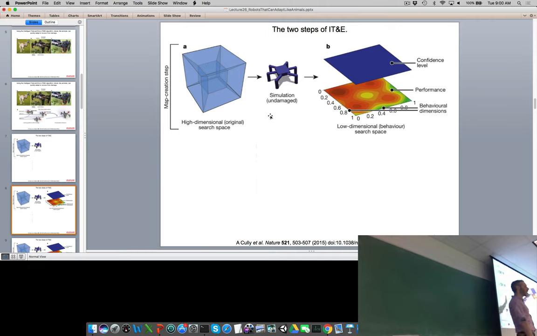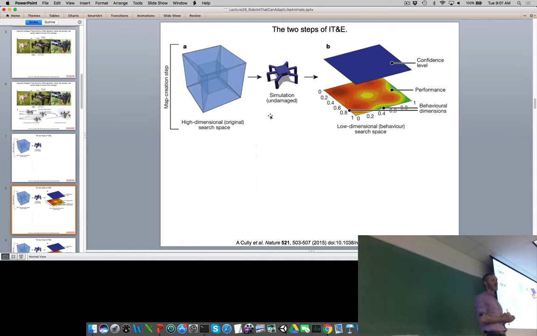The cartoon here is to help you build an intuition for what's going on, but this behavior space is actually six-dimensional. Is it a dimension for each of the behavioral aspects and then a dimension for the performance, and then you have to double that because of the confidence level? Getting close. We haven't talked about this confidence level yet. We'll come back to that in a moment. We're just talking about this low-dimensional behavioral space.